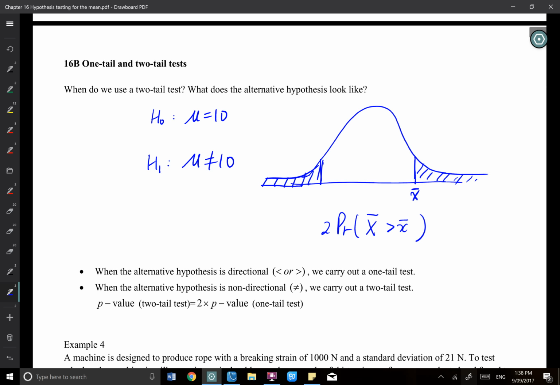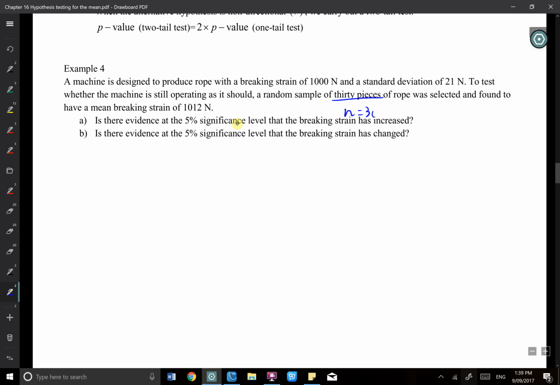Example 4 says a machine is designed to produce rope with breaking strain of 1,000 Newton and standard deviation of 21 Newton. To test whether the machine is still operating as it should, a random sample of 30 pieces, n equals 30, of the rope was selected and found to have a mean of 1012. So you observed x bar is 1012. Okay, that's your observed value.